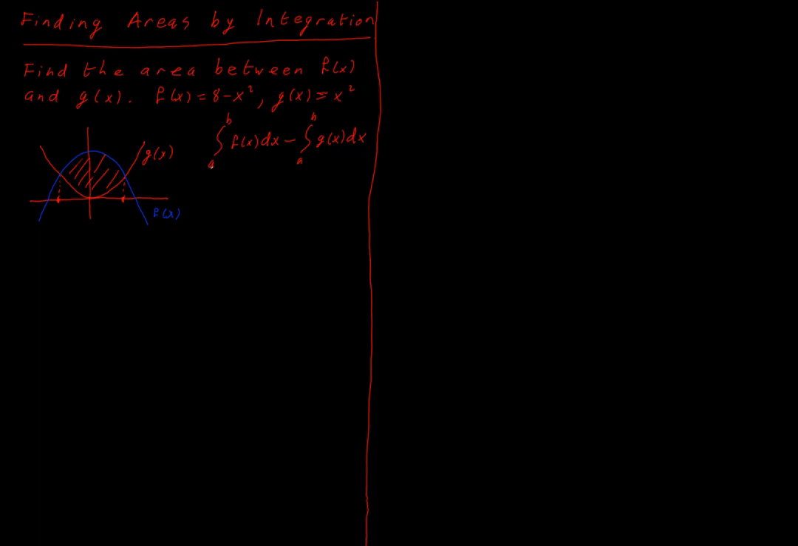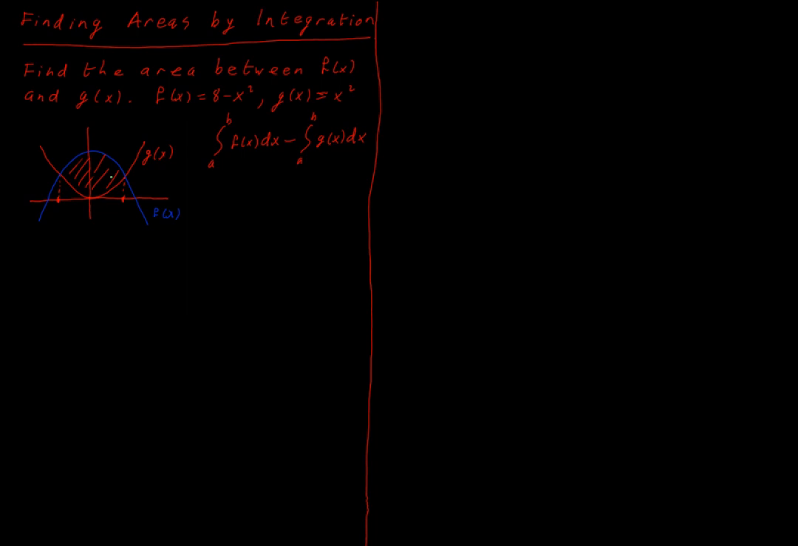Now we need to find a and b. So what are a and b? Well, they're where our lines cross each other. What's the fancy word for where our functions or our lines cross each other? That's going to be the point of intersection. So often in these questions we'll need to find that point of intersection. Sometimes it'll be the root of one of the functions or both of the functions, and often it will be a standard point of intersection.